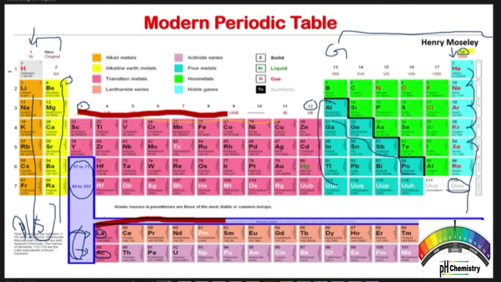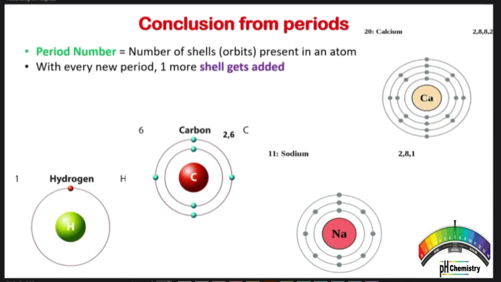These are noble metals. All in green are non-metals in nature. These are poor metals. Okay. Now we'll come to the next.